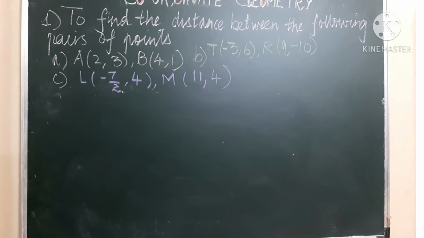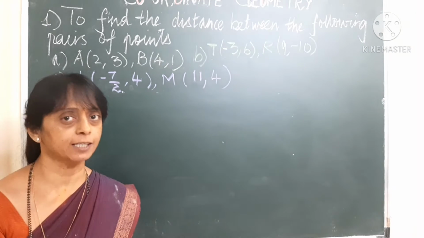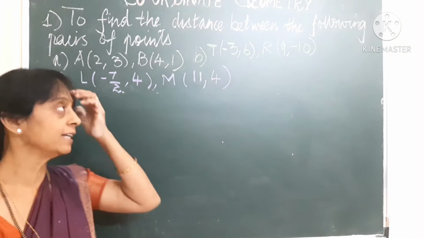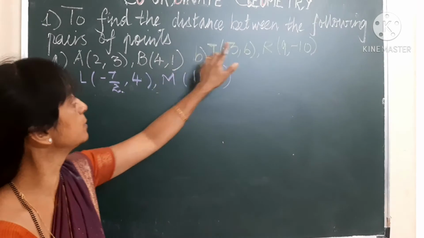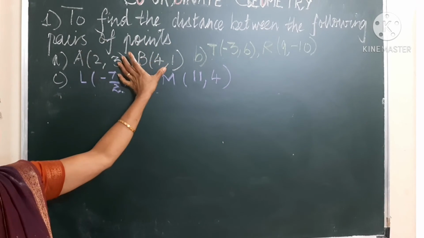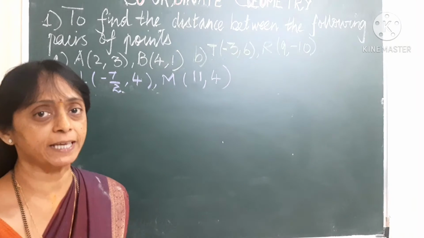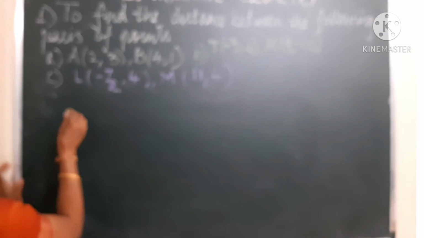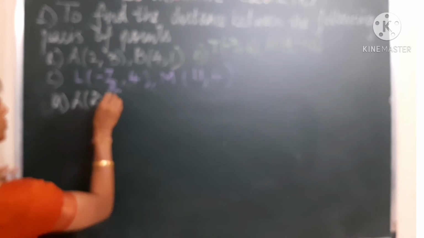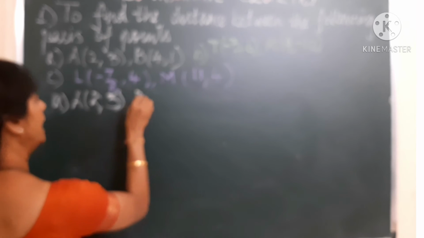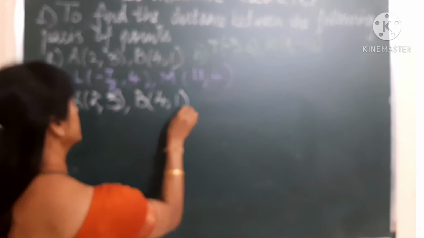So children, let's move on with the application part of coordinate geometry. That is to find out here in the first case the distance between two points. Here we have been given 3 pairs of points to calculate distance. Let's start with the first one, that is point A, 2, 3 and point B with coordinates 4, 1.